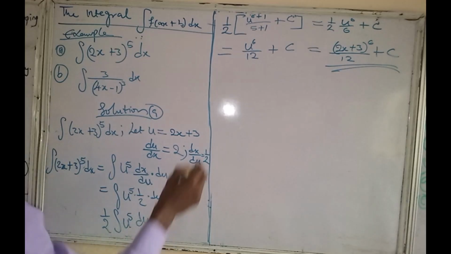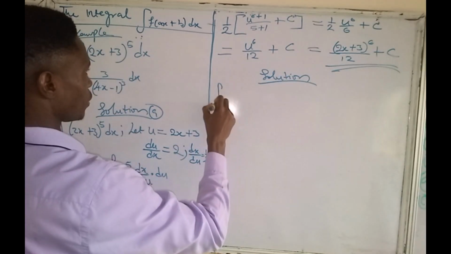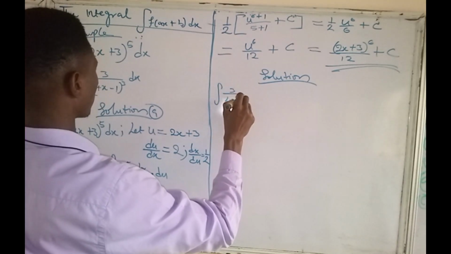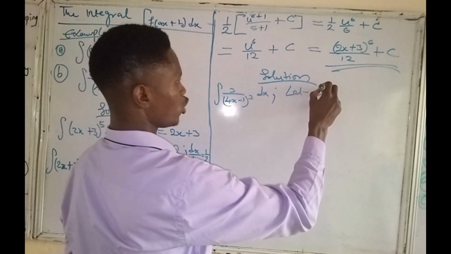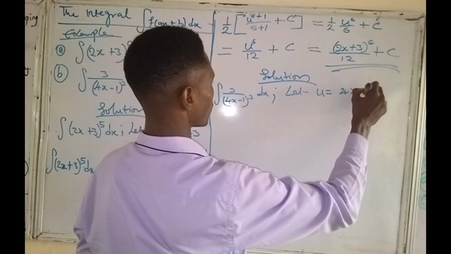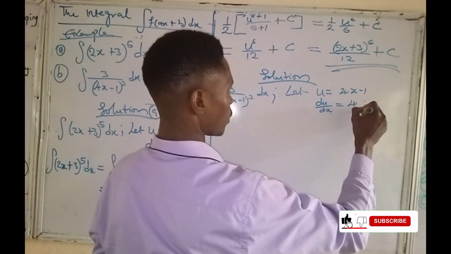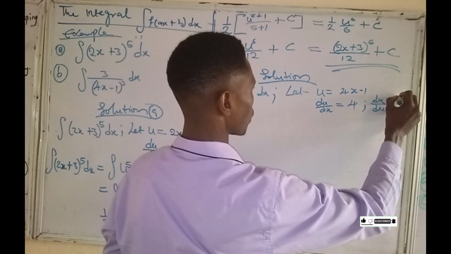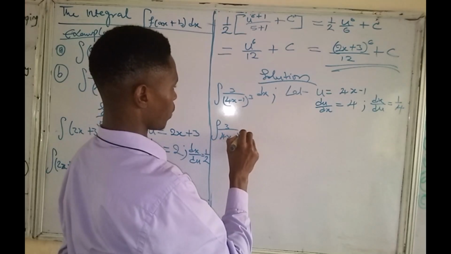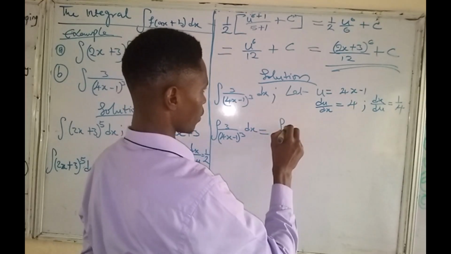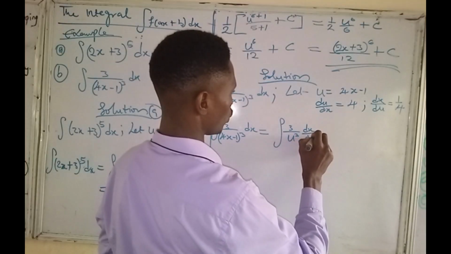So for question number 2, we have solution 2. We have an integral 3 over (4x minus 1) power 3 dx. So we say let u be equal to what? 4x minus 1. So du/dx equals what? 4. So dx/du is equal to what? 1 over 4. So integral 3 over (4x minus 1) power 3 dx is equal to integral of 3 over u power 3 dx/du.